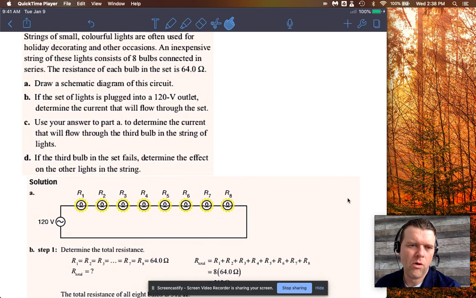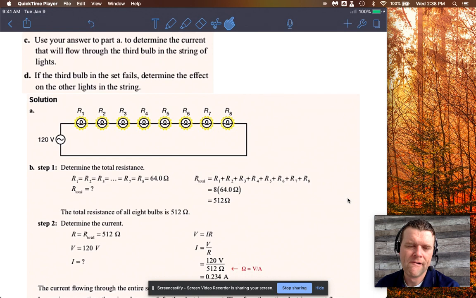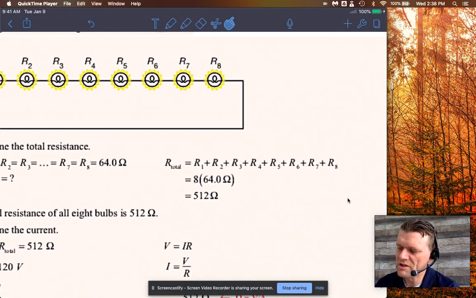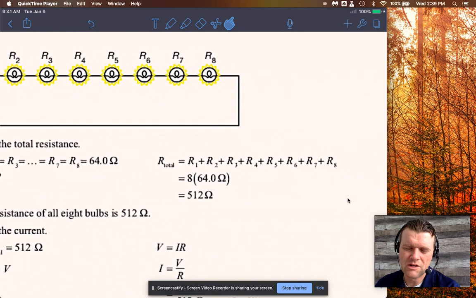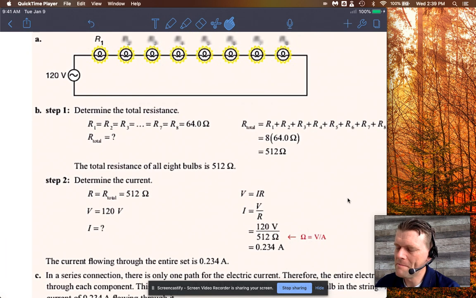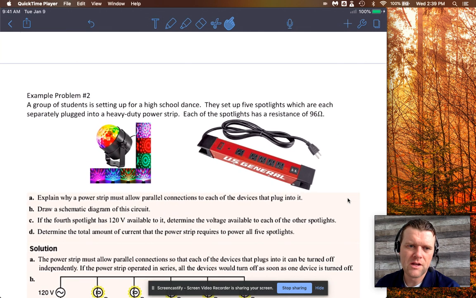If you have a whole bunch of light bulbs in series, as this question indicates, to get the total resistance, you just add it up, because in this case, they're all the same resistance. Then you just have to go that amount times 8. Okay. And then, from there you could determine the current, using Ohm's law, which is exactly what this one did. The second one actually deals with connecting lights in parallel.